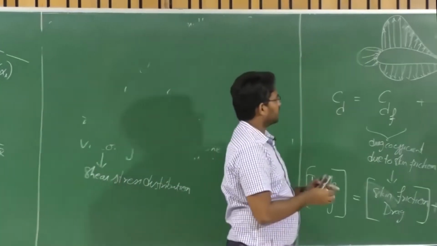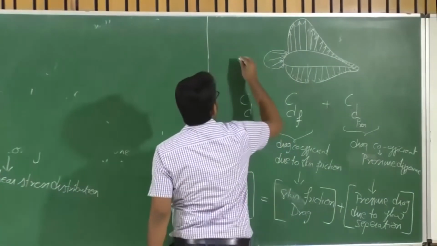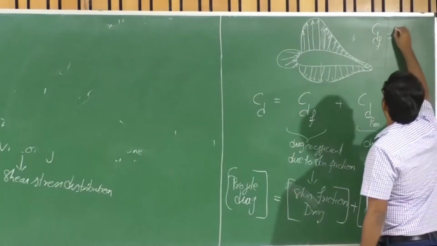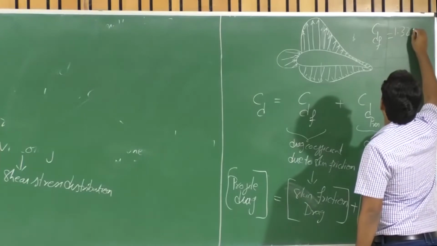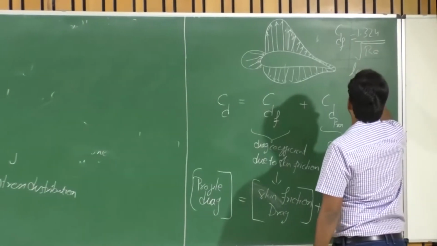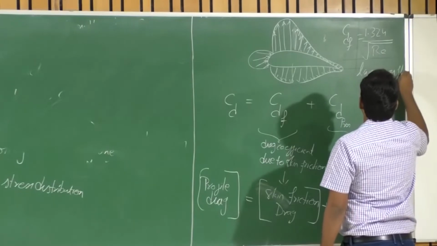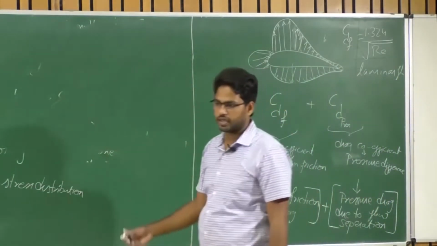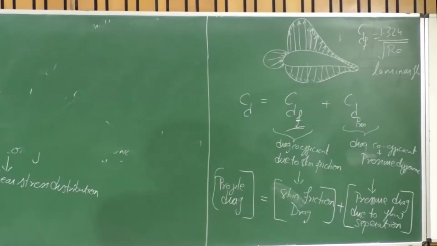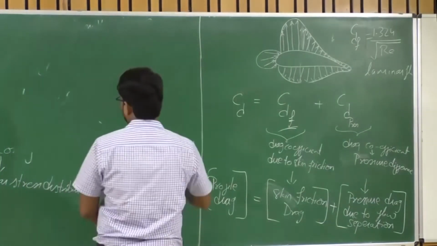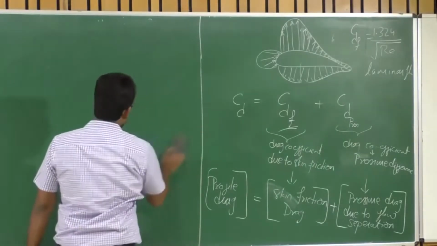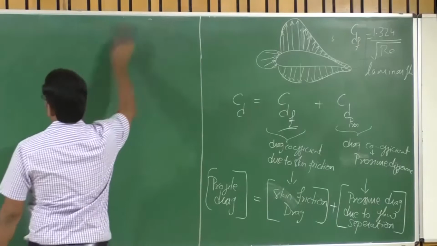And again, for a very thin aerofoil, the CDF can be estimated using analytical relations of flat plate, where CDF is 1.324 upon root over Reynolds number. This is in case of laminar flow, right? So if you use this relation, you will be able to estimate the corresponding drag coefficient due to skin friction, right? So that's an approximation that we are using. So that's an analytical relation for flat plate.